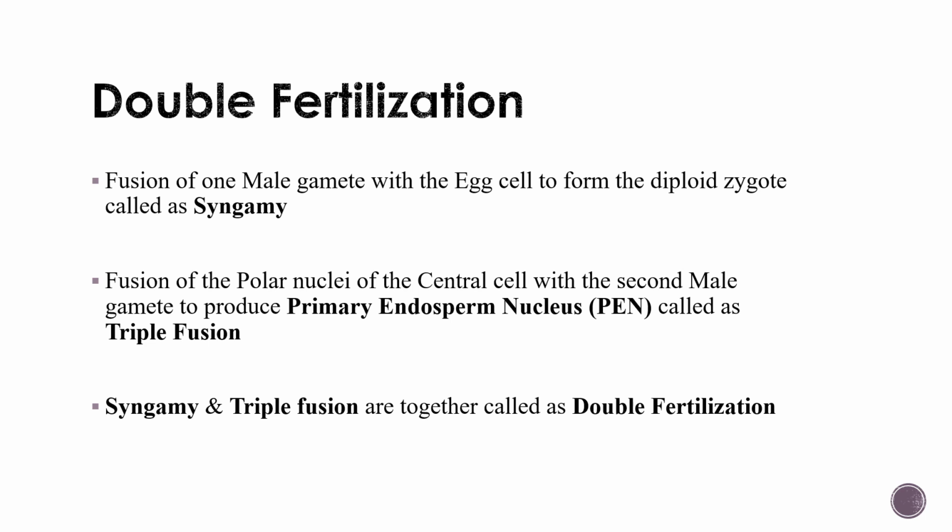Why is it called triple fusion? Because there are three nuclei involved in this fusion, two of the central cell and one of the male gamete. Hence this process is called triple fusion. Combined, syngamy and triple fusion together are known as double fertilization. We shall see in the coming slides in more detail what this process actually is.